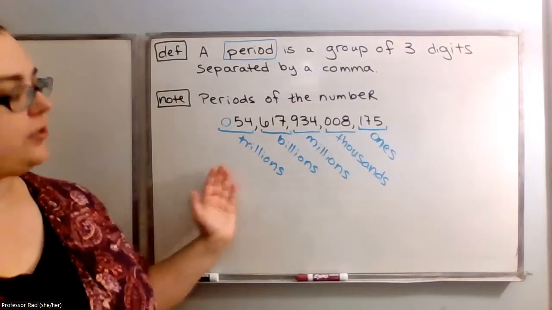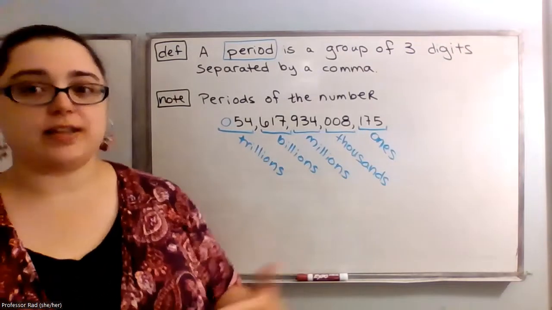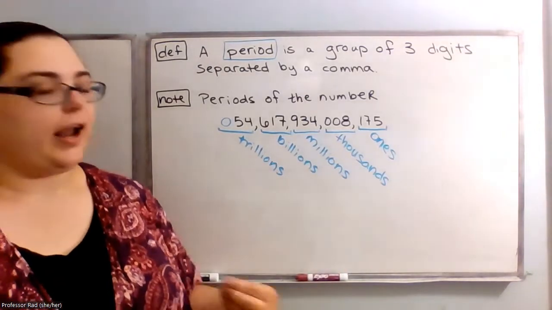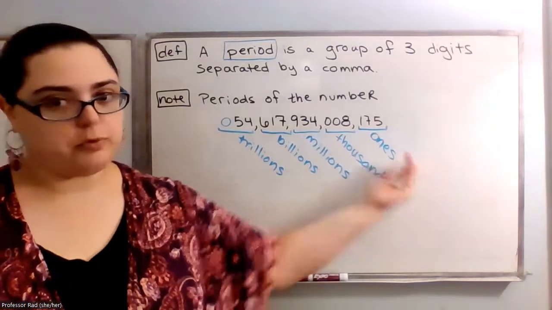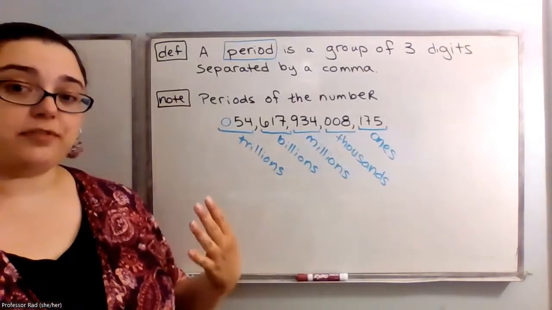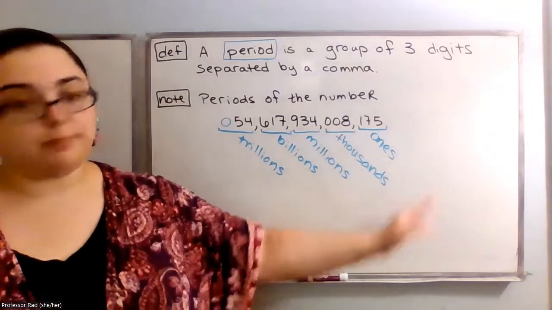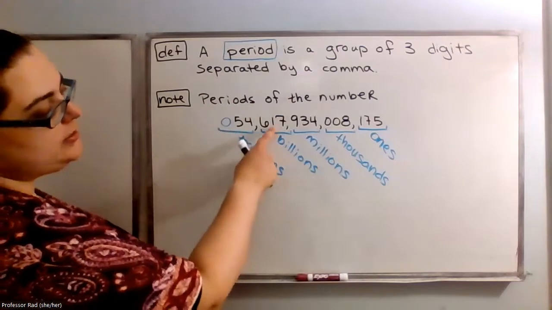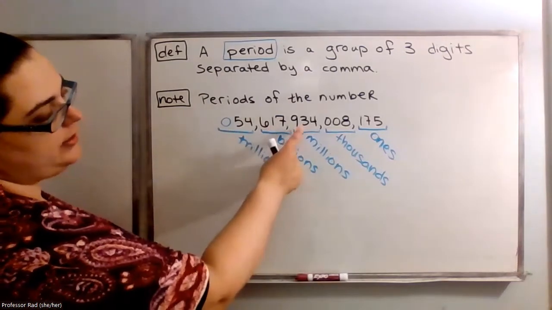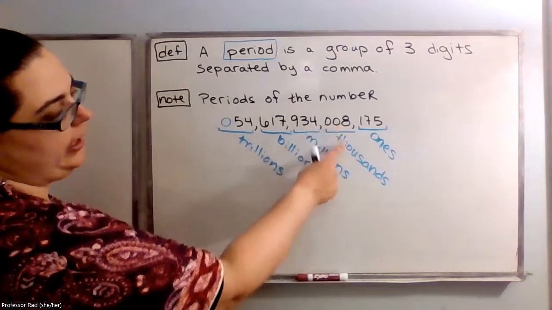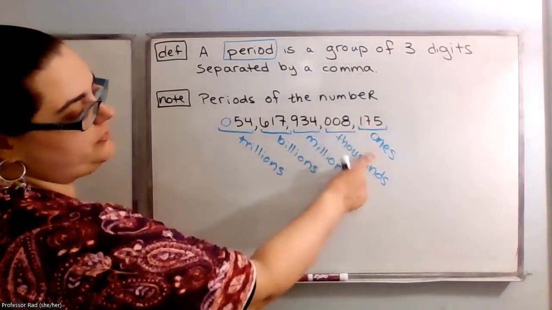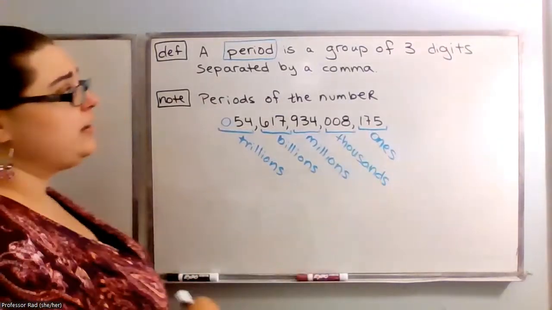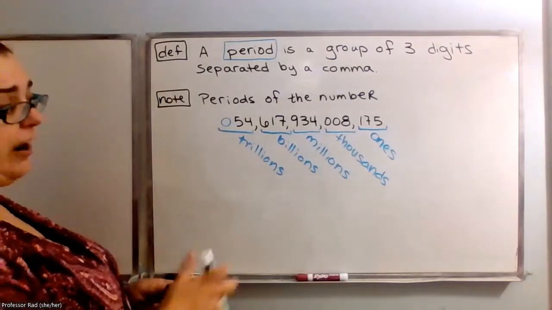The way that we use these periods is how we say the number. You say the number in the period, followed by the period name. Even though we named the periods starting from the right and going to the left, when we say the name of the number, we start on the left and move to the right. So the way that I would say this number would be 54 trillion, 617 billion, 934 million, 8,000, 175, and then I don't say the ones at the end. That's just the exception to the rule.